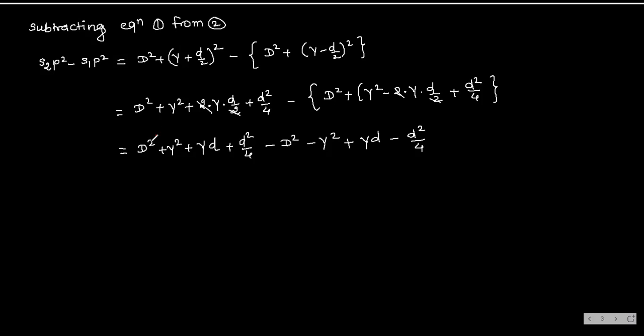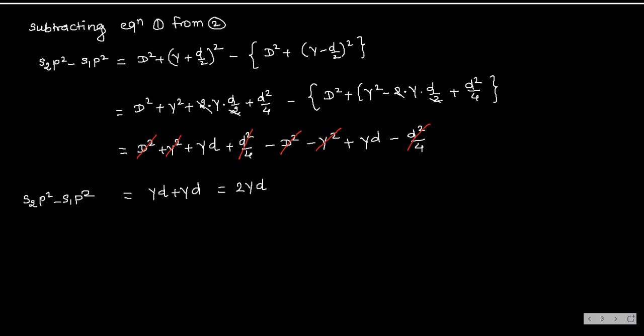Now let's cancel. This d square will get cancelled with this d square, then this y square will get cancelled with this y square, and this d square by 4 will get cancelled with this d square. What is left here now? This is yd plus yd, which is equal to 2yd. Okay, now this side is what? This is nothing but S2p square minus S1p square.